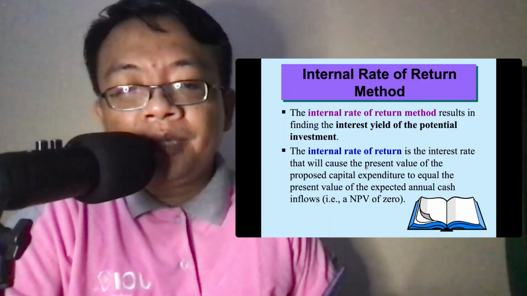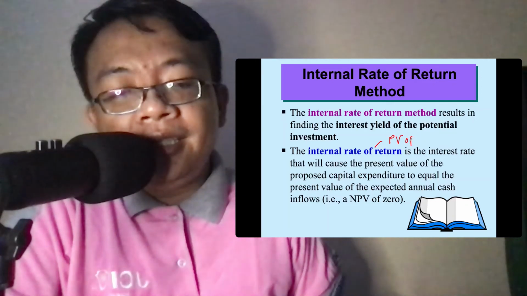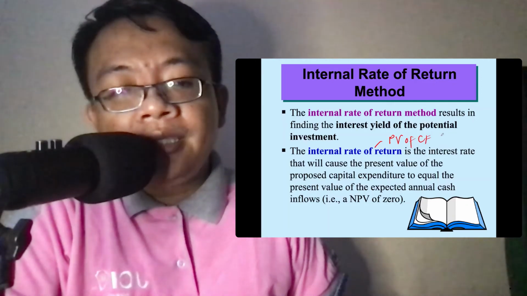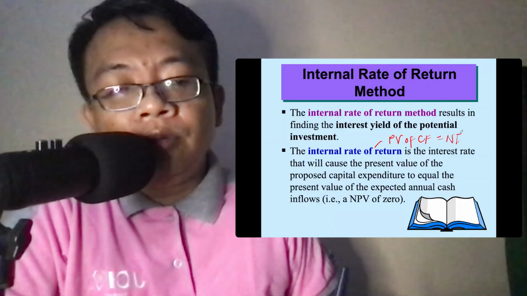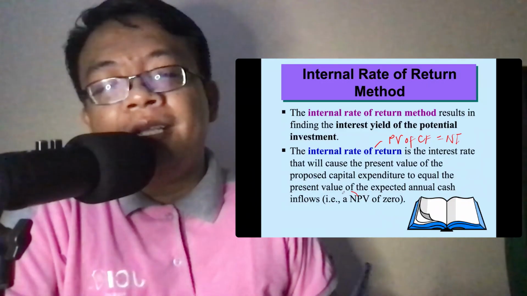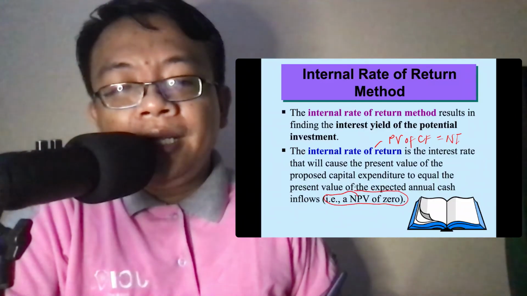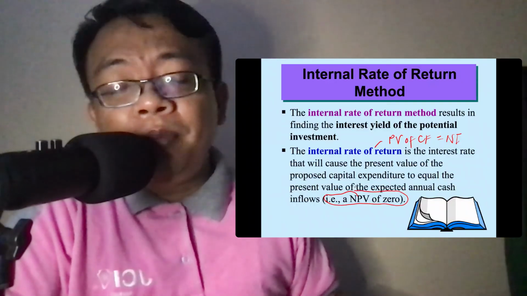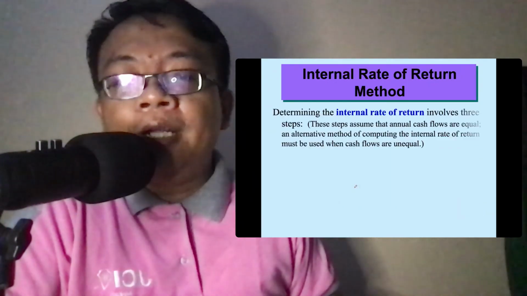So, meaning, IRR here is when the present value of the cash flow is equal to your investment, or NPV here is 0. That's the meaning of internal rate of return. It is like the break-even in our CVP analysis. Alright, what do you mean by this one?